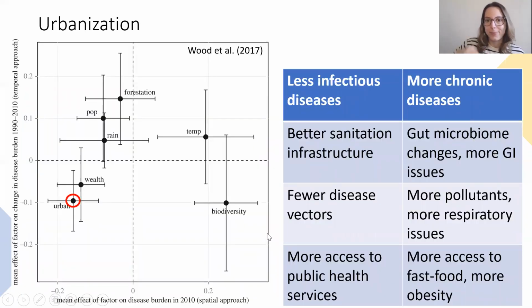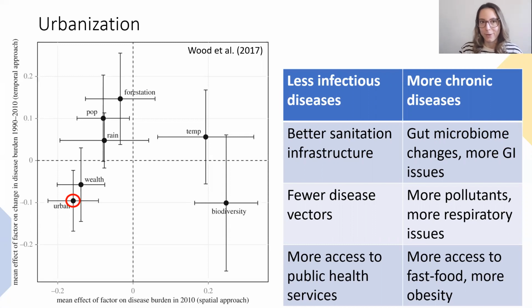What about changes to urbanization? So again, I think we touched on this a little bit last week, where overall, we would say that urbanization has led to less infectious disease outbreaks. And generally, this is because of better sanitation infrastructure, fewer disease vectors.